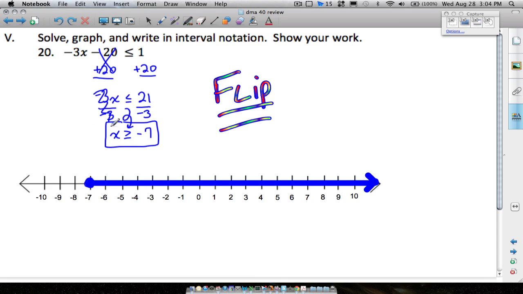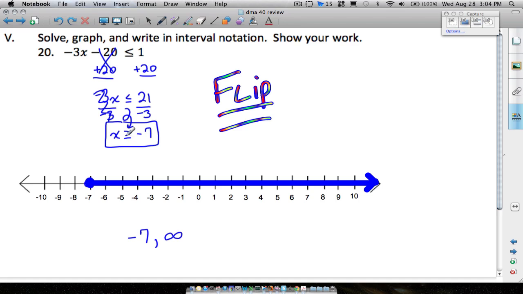You need to flip that inequality. Now, interval notation. For interval notation, you want to put the smallest number first. The smallest number we can have is -7. And it goes on forever to the right. Forever and ever to the right. Therefore, it goes on to positive infinity.